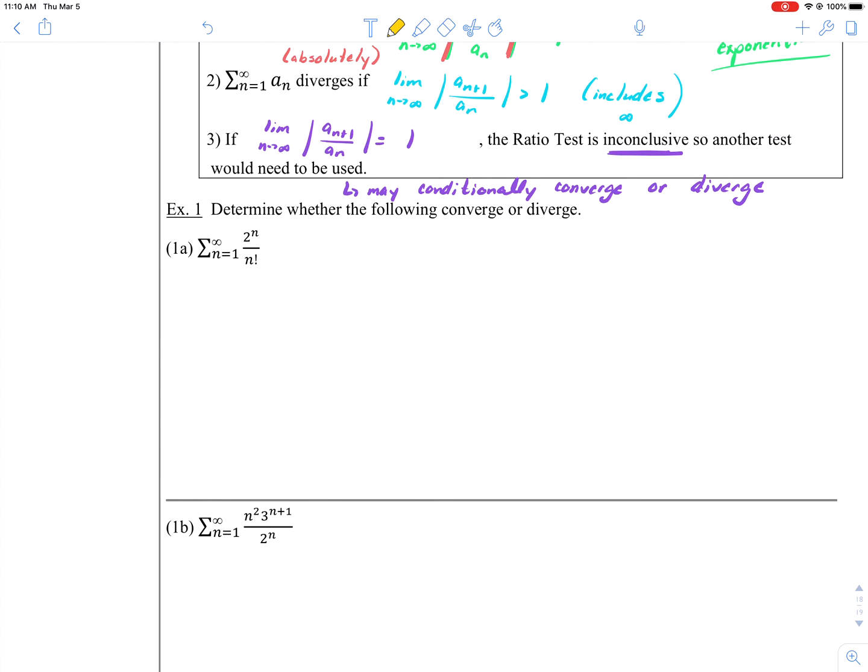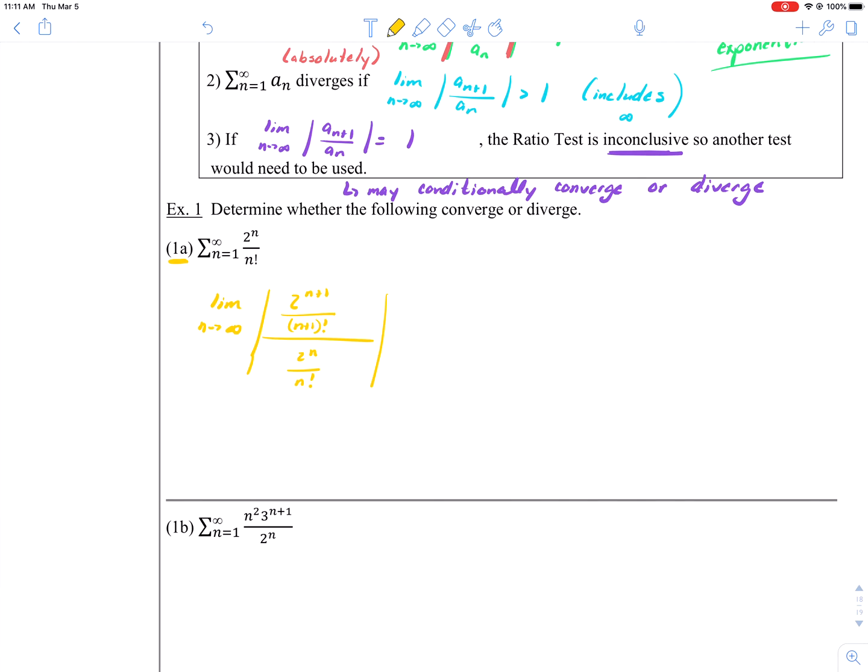Taking a look at 1a, obviously we would love to be able to use a geometric test. We would love to be able to use a p-series test. But when you see that factorial right there, it's kind of a dead giveaway that you're going to want to use the ratio test. So we're going to set up this ratio. We're going to immediately set up the limit as n approaches infinity. And what we're looking at is the ratio of the n plus 1 term. So we're going to do 2 to the n plus 1 over n plus 1 factorial. That's the n plus 1 term, divided by 2 to the n over n factorial.